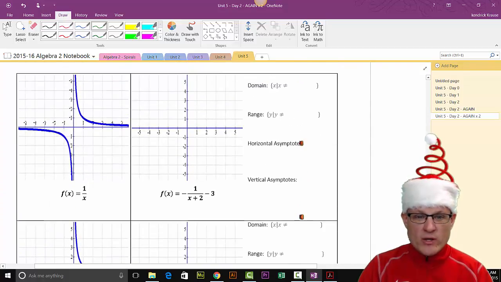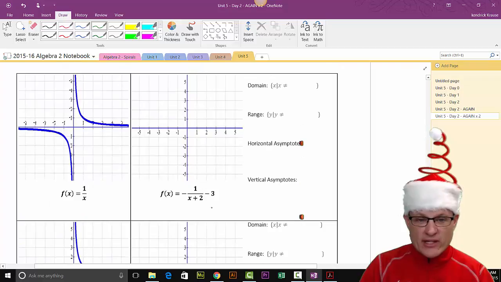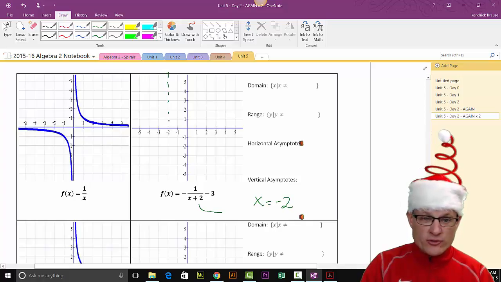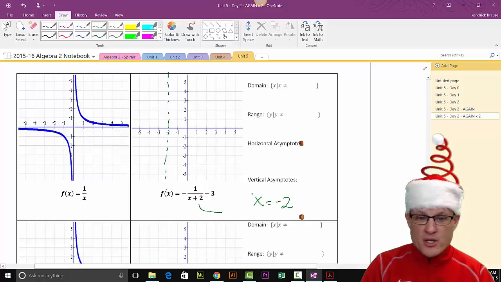So now we've got a lot going on. We got a reflection and we got some translations. No dilation though. So x equals negative 2 for this. y equals negative 3. So I'm going to put these up here, negative 2, negative 3.